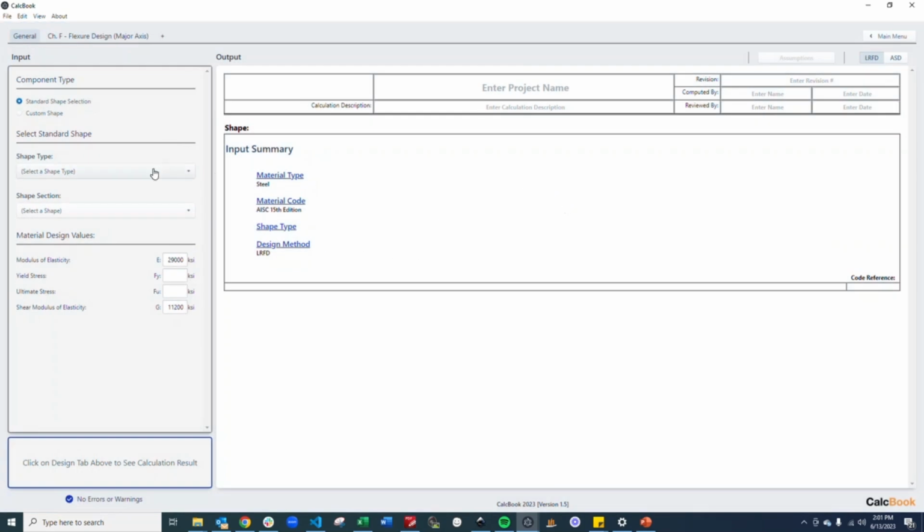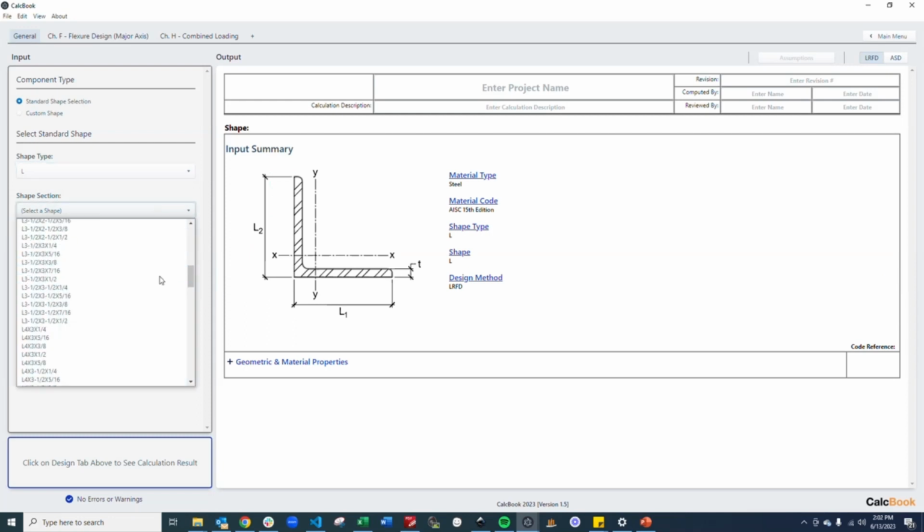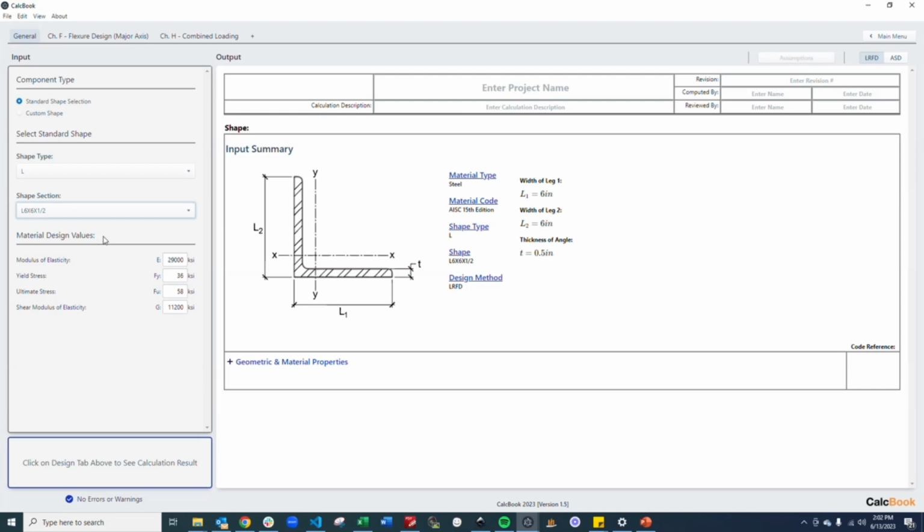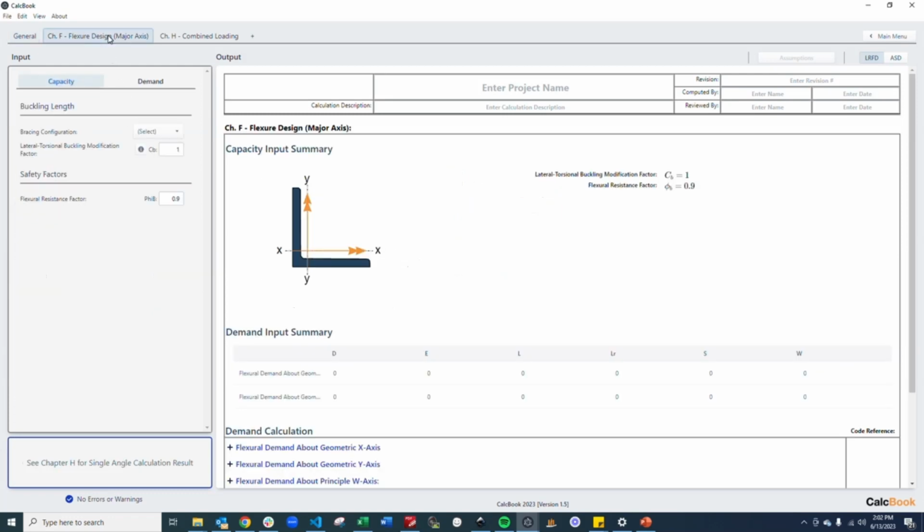We're going to select our shape, which is going to be a single angle, an L 6 by 6 by 1/2. We can see that the properties there for Fy and Fu are already populated, so we're going to leave those as is. Then we can click into our flexural design. You can see that it's already opened up the chapter H combined loading, because ultimately that's what we're going to have to use to find the capacity of the single angle.